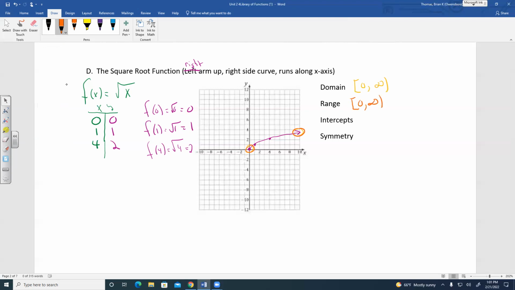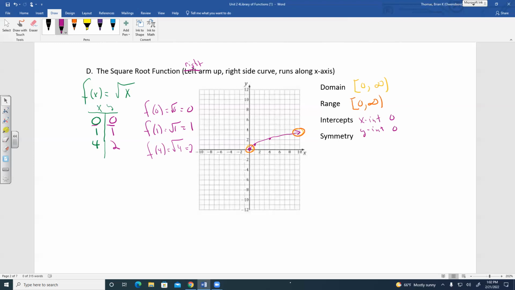Intercepts, again, they're both at the origin. So the x-intercept would be 0, and the y-intercept would be 0 because that's the origin. That's the spot here where x equals 0 and y equals 0. So that's your intercepts.